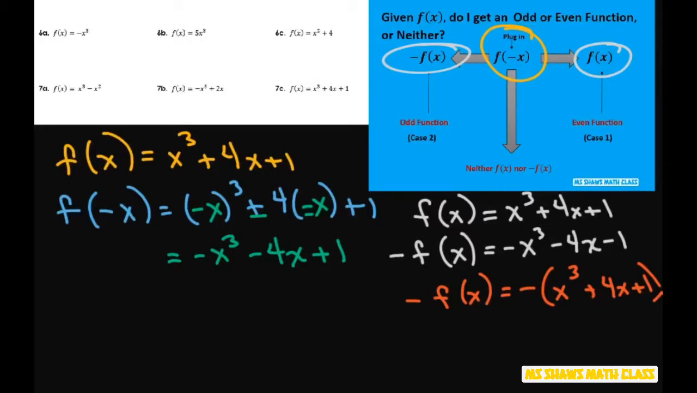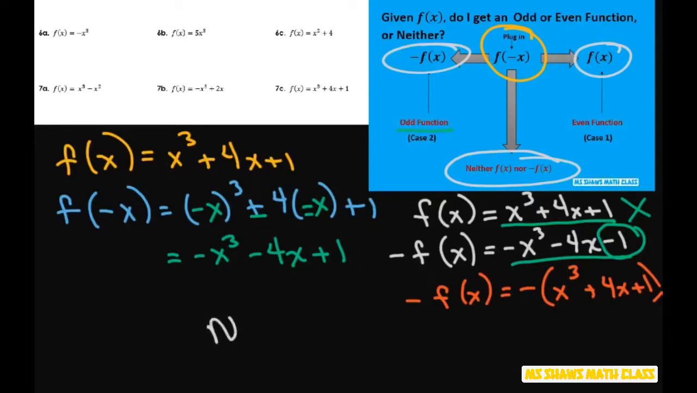So let's look. Does it look like this one? No. Does it look like this one? Almost, except for this 1 at the end. So since it does not look like the odd function, our answer is neither. It's neither f of x nor the negation of f of x. So this is neither.